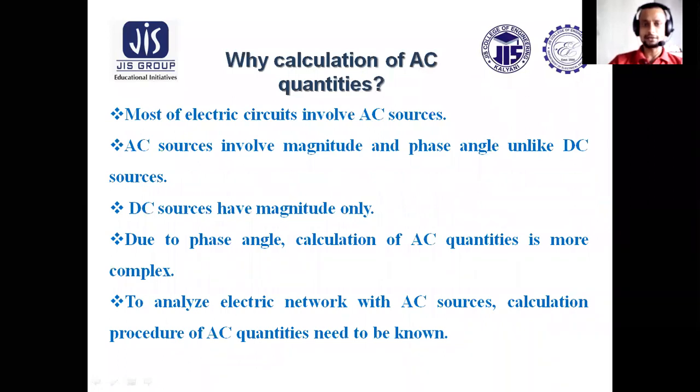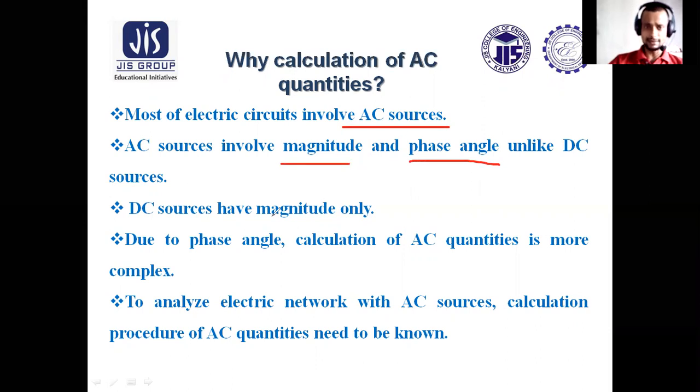So why is calculation of AC quantities needed? As I said, most of the electric circuits involve AC sources. For domestic applications, all the appliances are run by AC sources. So calculation of AC quantities must be known to us in order to solve AC networks. Now, AC sources involve magnitude as well as phase angle. Unlike DC sources, which only have magnitude. So calculation of DC sources is much easier, but calculation of AC sources involving some phase angle is a bit different.